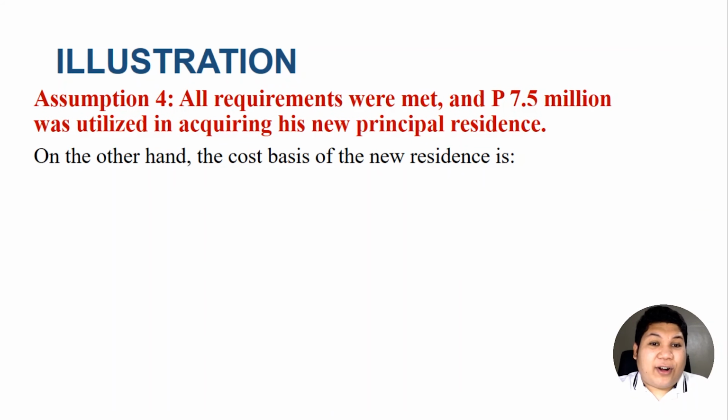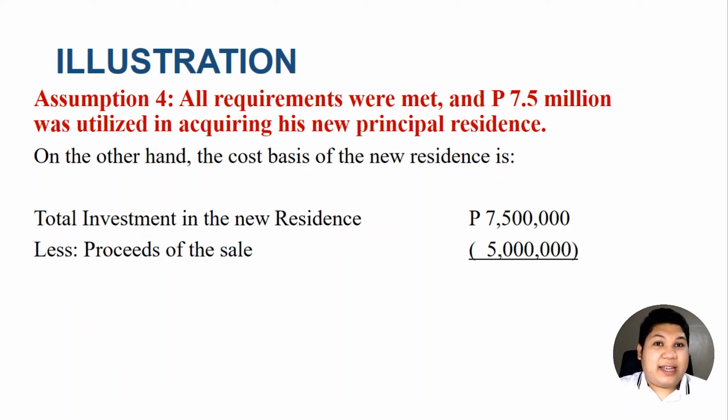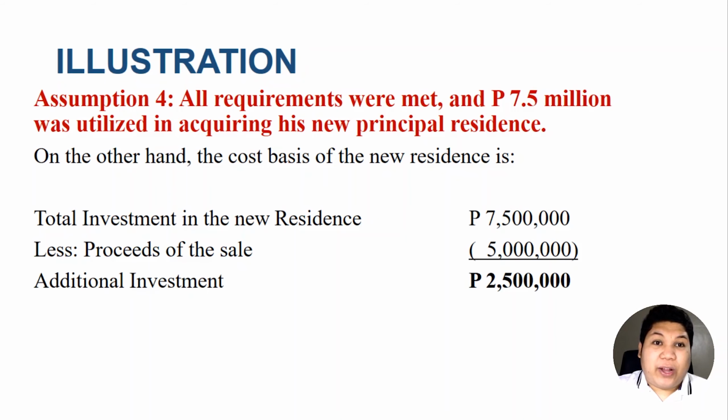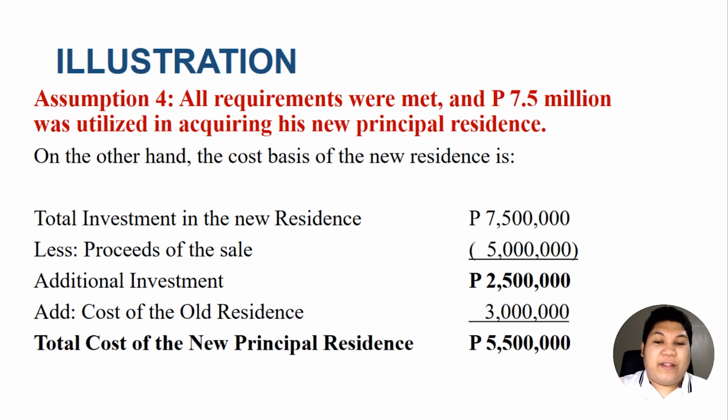On the other hand, the cost basis of the new principal residence is computed as follows. So remember that Napoleon used 7.5 million. This is the new investment in his new principal residence. But 5 million of that is coming from the sale, the proceeds. Therefore, he actually adds 2.5 million to acquire the new principal residence. Therefore, this additional investment will be added to the cost of the old principal residence. Remember, the cost of the old residence was 3 million, so we will add 3 million and 2.5. Therefore, the cost of the new principal residence is now 5,500,000.